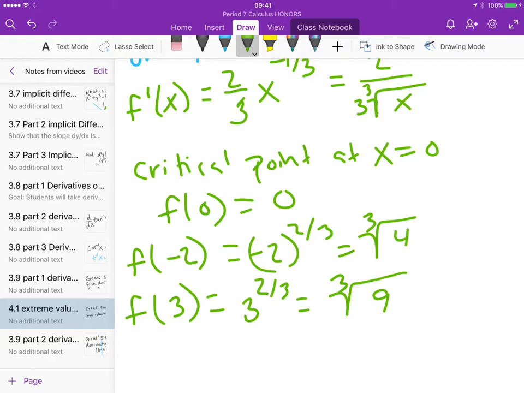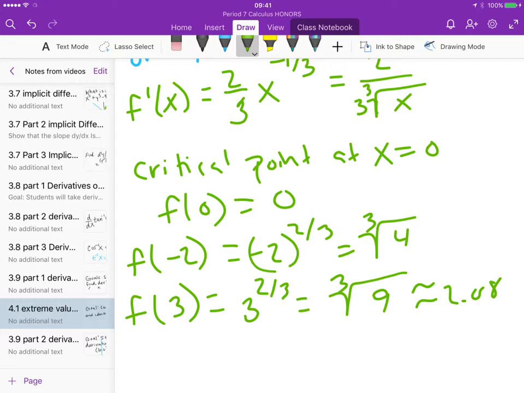This is roughly going to be about 2.08 here. The reason I only highlight that one is because that's going to give us the maximum value. The cube root of 9 is going to be higher than the cube root of 4, so I know it's going to be higher in this particular example.